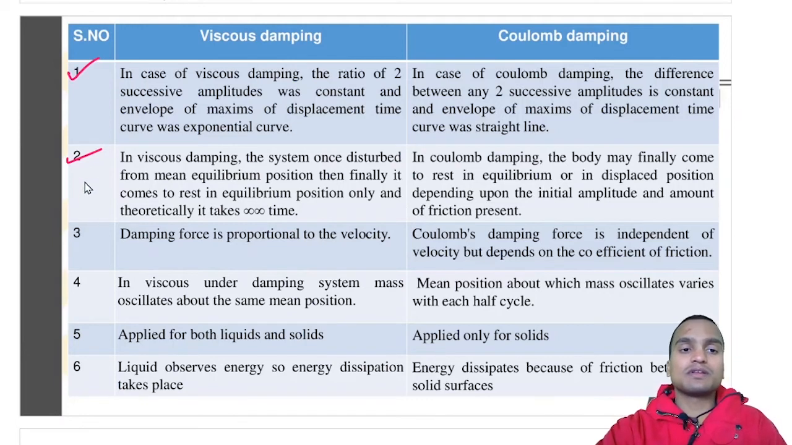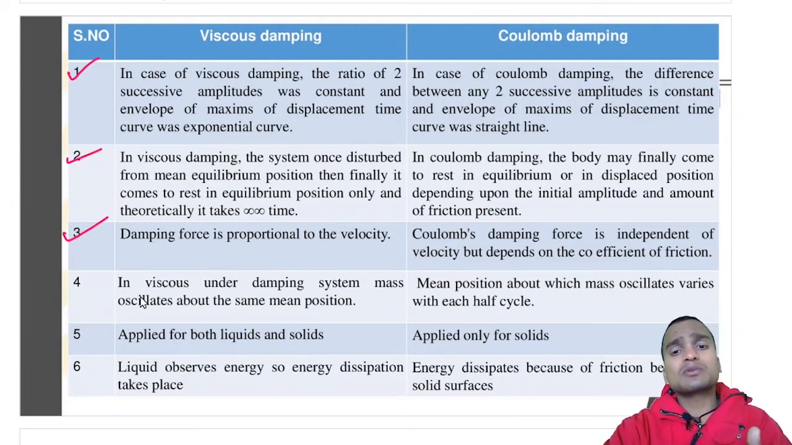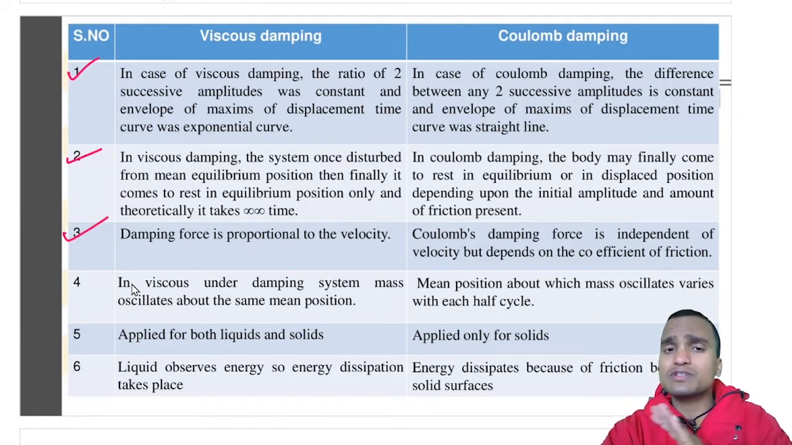So this is very easy to understand by intuition also. Third difference: damping force is proportional to velocity in viscous damping, but Coulomb damping force is independent of velocity. In fact, it does not depend on surface area, acceleration, displacement, position, nothing. It just depends upon the coefficient of friction and weight.